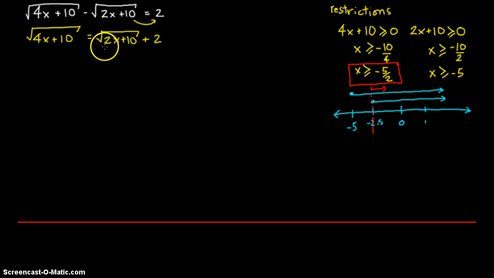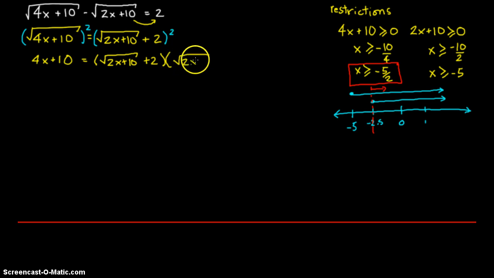After that, it's fairly obvious that I'm going to take these and square them. It is clear that the left side is going to be pretty easy. All that does is remove the square root, and I'm left with 4x plus 10. But on the other side, things are a little more complicated, because really what I'm saying is that it's this whole expression multiplied by itself. I'm dealing with a binomial.